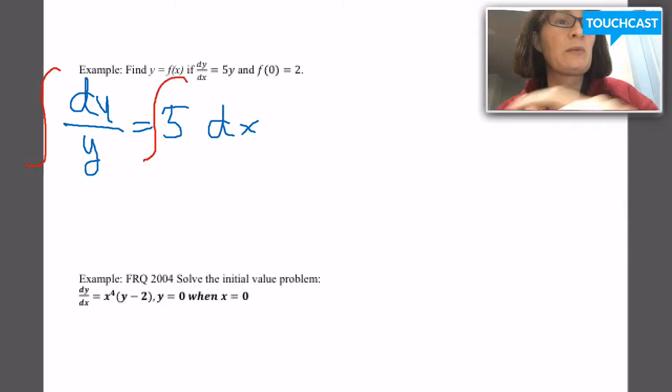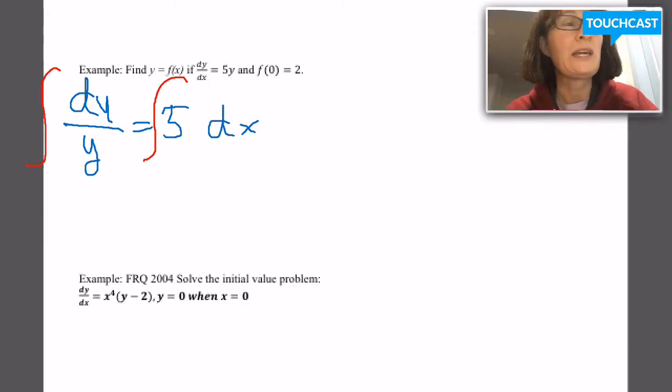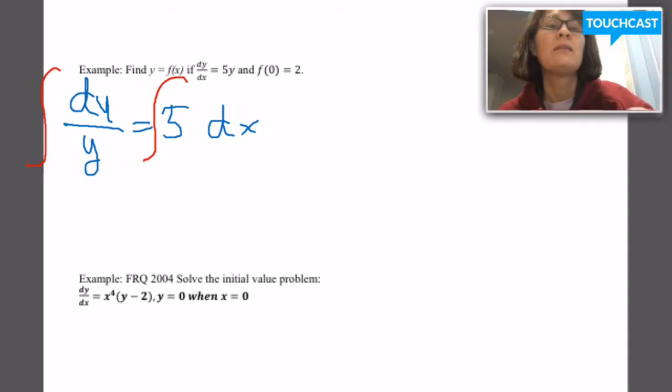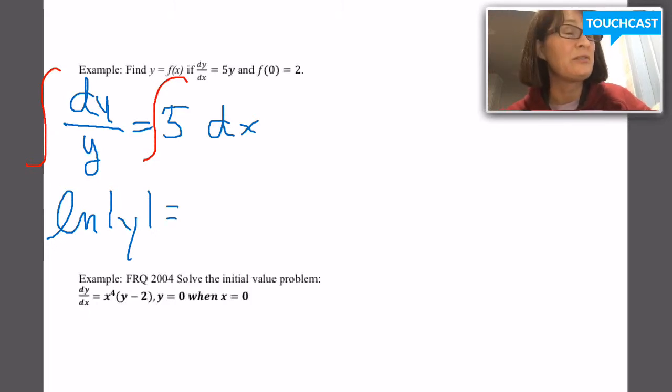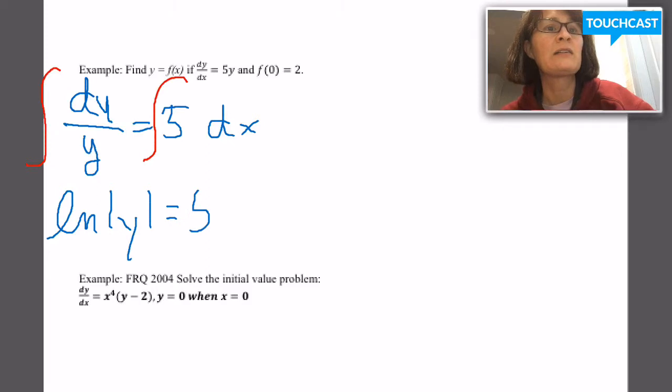On my next step, I'm going to integrate both sides. Once I have the variables separated, I'm going to integrate. And here we go. We just learned this one the other day. The antiderivative of dy over y is natural log of the absolute value of y on the left-hand side. And that's going to be equal to the antiderivative of 5, which is 5x plus a constant.